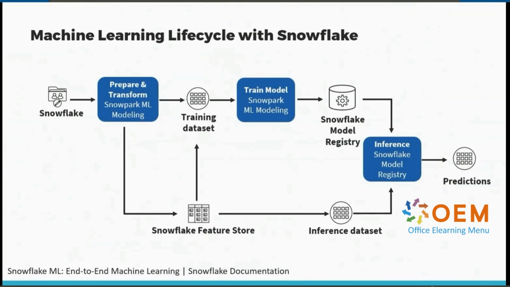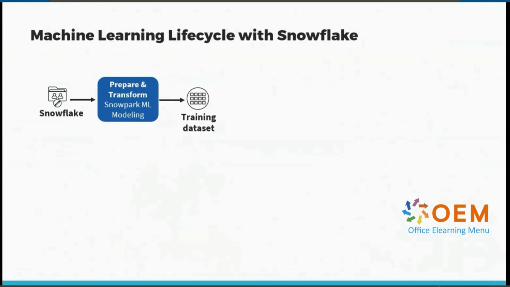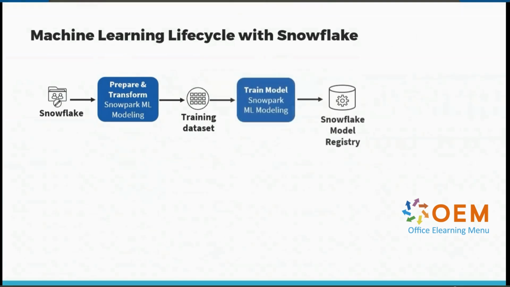This is probably also a good place for us to talk about the machine learning lifecycle as visualized by Snowflake. Once again, a lot going on. Let's break it down. You see that originally all of the raw data originates from Snowflake tables, and then it is prepared and transformed using Snowpark ML modeling. The output of this transformation is a training dataset, and please note that the word dataset is actually a specific construct that is now available in Snowflake. Once again, this is a newly launched construct.